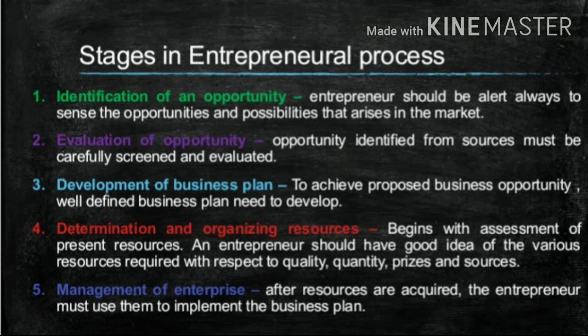Business plan contains title of project, description of business and industry, technology plan, financial plan, organization of plan, production and marketing and distribution plan, and summary plan. And another one is determination and organizing resources. Here, the entrepreneur should have good knowledge about sources of supply, process of manufacture, and also the various resources required with respect to quality, quantity, prices, and sources.